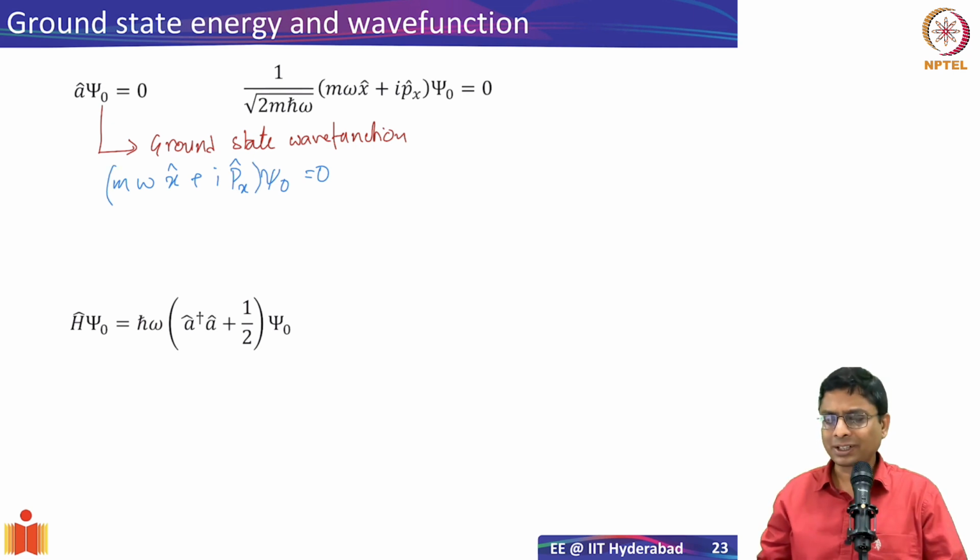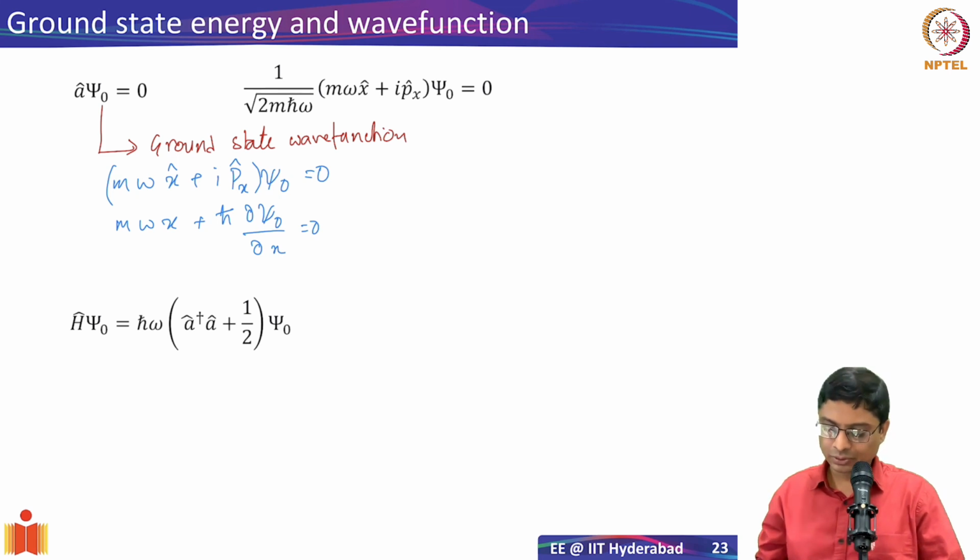The x cap operator we are very familiar with. So m omega x cap is simply x, right? But the momentum operator is minus i h cross dou by dou x acting on psi. Minus and i square will essentially become plus. So plus h cross dou psi naught divided by dou x equal to 0. Okay, so what is my solution here? Sorry, I should also put a psi naught here.